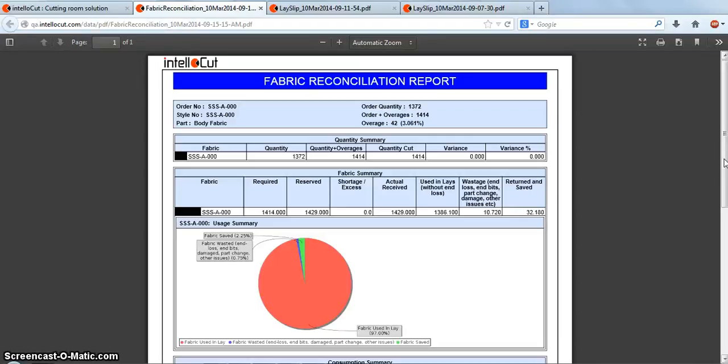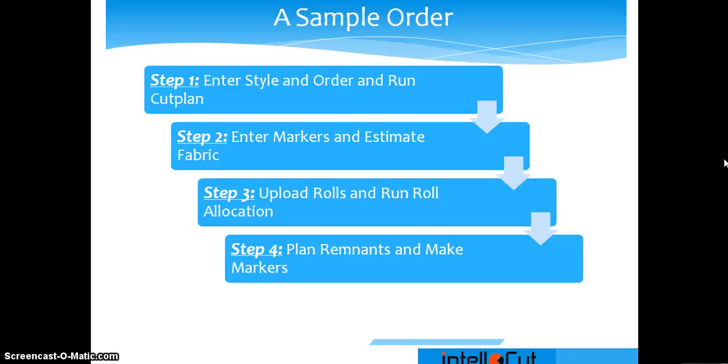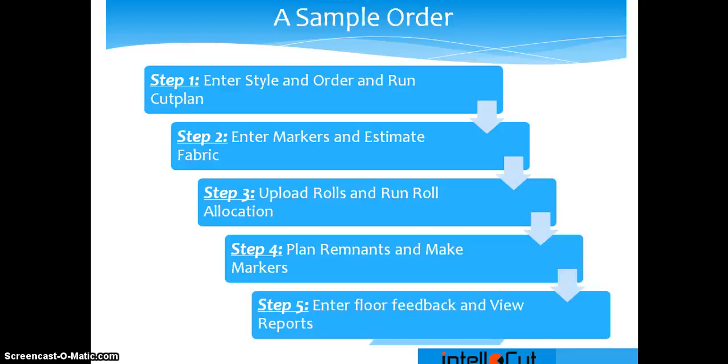Therefore, in this order we just saw how we planned the complete order, how we did the lays and the roll allocation in such a manner that we were able to see the savings in the form of a complete roll. So if we go back and see again how we proceeded, we ran the cut plan. The software provided us with the best cut plan for this order quantity. Then we made the markers, and then we estimated exactly how much fabric will be required for us to completely cut all the pieces. Then we uploaded the rolls, and then we ran the roll allocation, which gave us the best rolls for each lay. And later we planned the remnants, and after that we entered the floor feedback, and we saw the savings completely in the form of a roll.